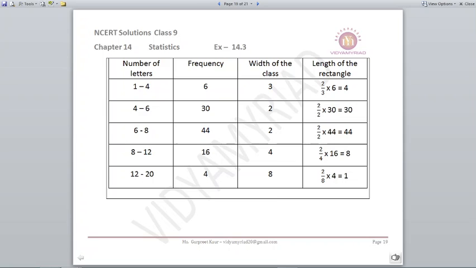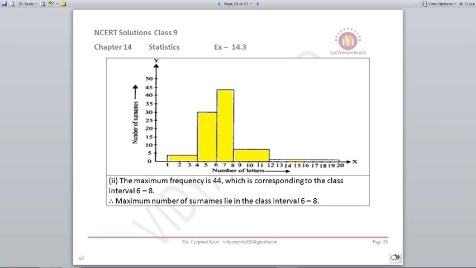So 2 upon 3 multiplied by 6 gives you 4. 2 upon 2 multiplied by 30 gives you 30. 2 upon 2 multiplied by 44 is 44. 2 upon 4 multiplied by 16 is 8, and 2 upon 8 multiplied by 4 is 1. So you have got the new frequencies, and based on this you will make your own histogram. Now maximum frequency is 44, which is relevant to the class interval of 6 to 8, and therefore the maximum number of surnames lie in the class interval 6 to 8.